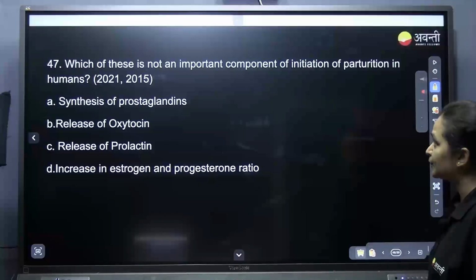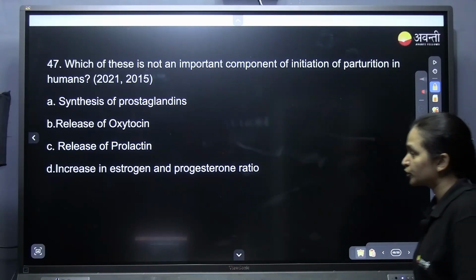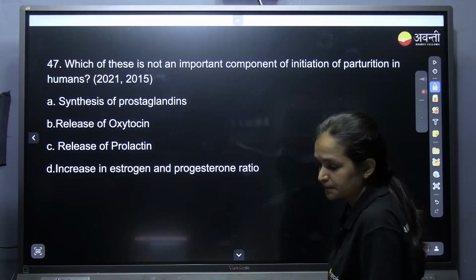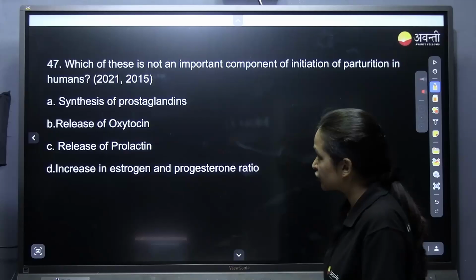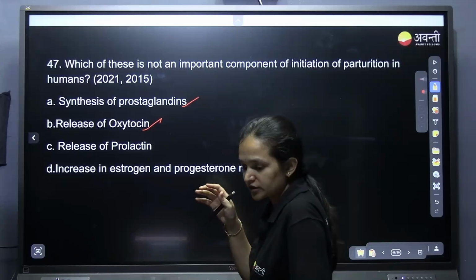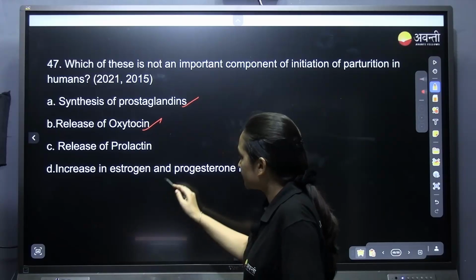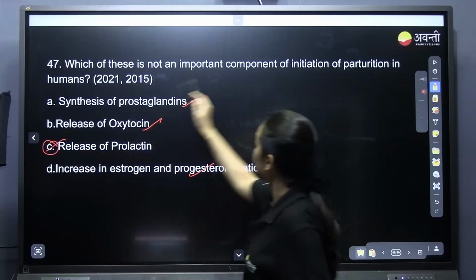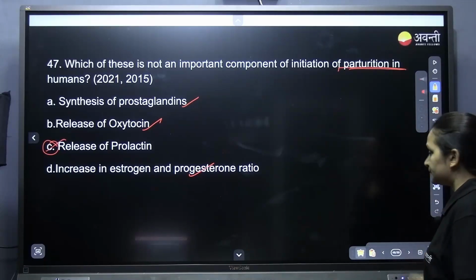Which of these is not an important component of initiation of parturition in humans? Synthesis of prostaglandin, release of oxytocin, release of prolactin, increase in estrogen and progesterone ratio. Synthesis of prostaglandins is required. Release of oxytocin is definitely required; it contracts the smooth muscles in the uterus. Increase in estrogen and progesterone ratio is required. Release of prolactin is not required for the initiation of parturition. So C is the correct answer.